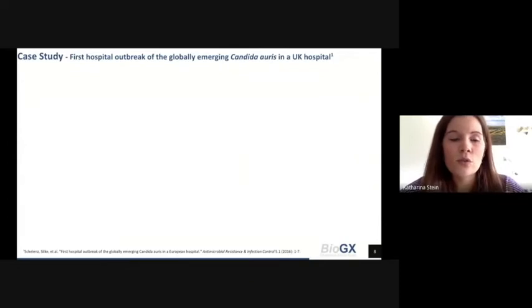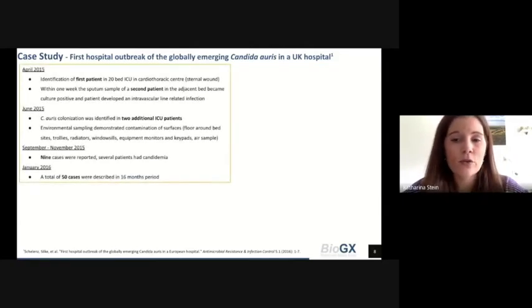Yeah, and I also wanted to show you a timeline of an outbreak in a healthcare setting. So this data is from a first hospital outbreak that was reported in the UK. And the outbreak occurred in England in a 20-bed ICU ward in a cardiothoracic center. And a patient was identified to be colonized with, or to have an infection with Candida auris in a wound, from a wound sample. And within 1 week of the first patient being identified, a second patient also became positive, that was in the adjacent bed to the first patient.